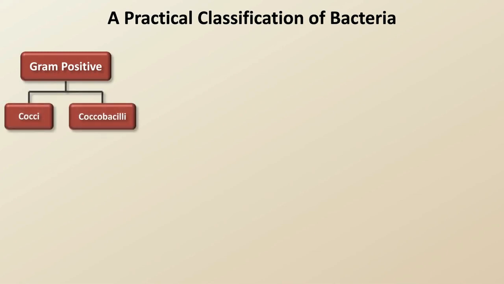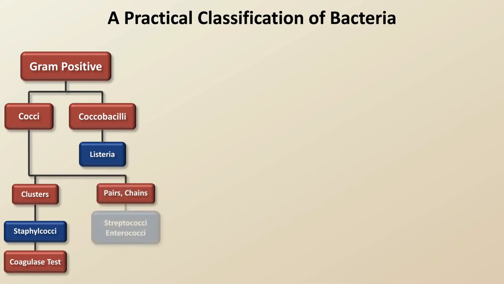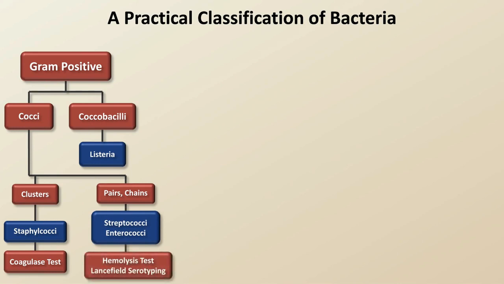Gram-positive bacteria can be cocci or coccobacilli. While gram-positive rods exist, they are typically anaerobic and will be saved for later. Under coccobacilli is Listeria. For gram-positive cocci, if they grow in clusters, they are probably staph and should be further differentiated using the coagulase test. If they grow in pairs or chains, they are likely either strep or enterococcus and should undergo the hemolysis test to be further speciated. They can also be further distinguished using Lancefield serotyping.